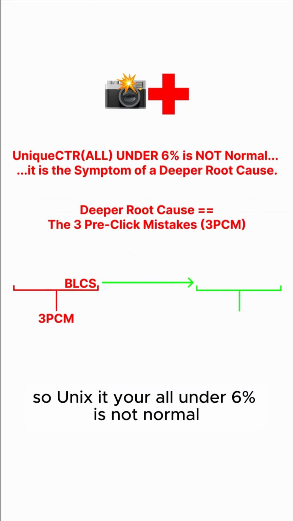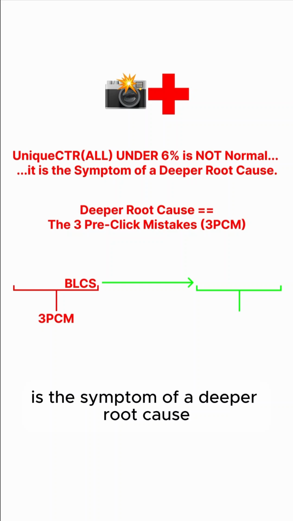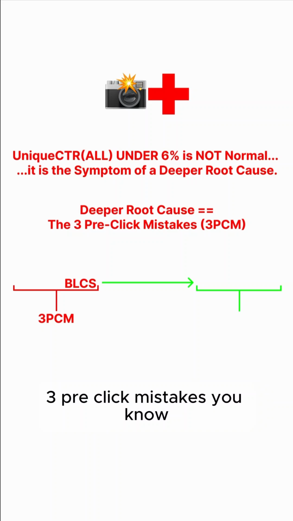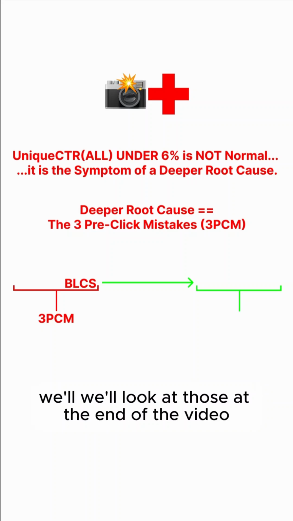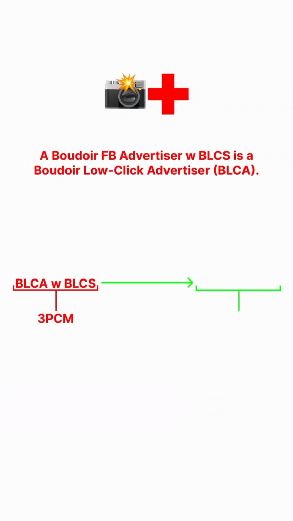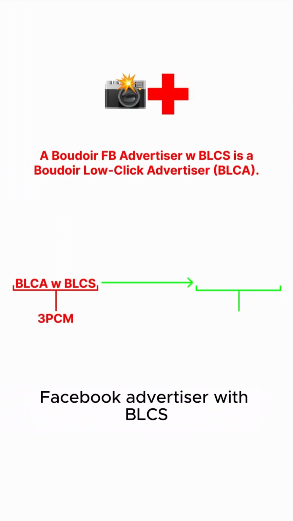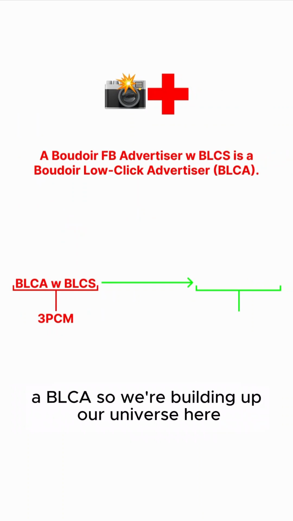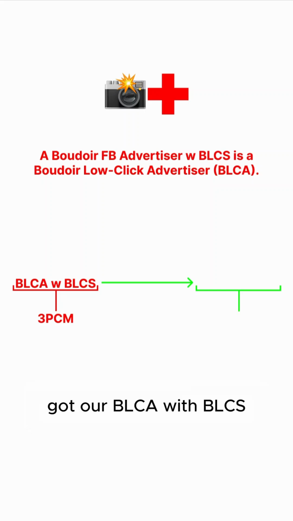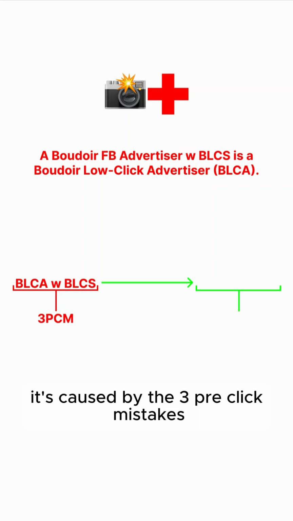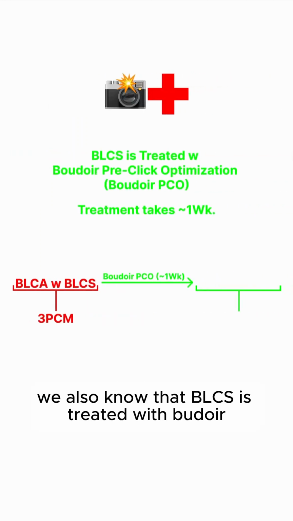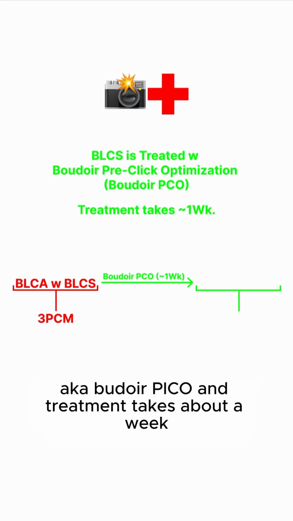So unique CTR under 6% is not normal, it is the symptom of a deeper root cause. And that deeper root cause is the three pre-click mistakes. We'll look at those at the end of the video. We also know that a boudoir Facebook advertiser with BLCS is a boudoir low-click advertiser, a BLCA. So we're building up our universe here. Got our BLCA with BLCS. It's caused by the three pre-click mistakes. We also know that BLCS is treated with boudoir pre-click optimization, aka boudoir Pico, and treatment takes about a week.